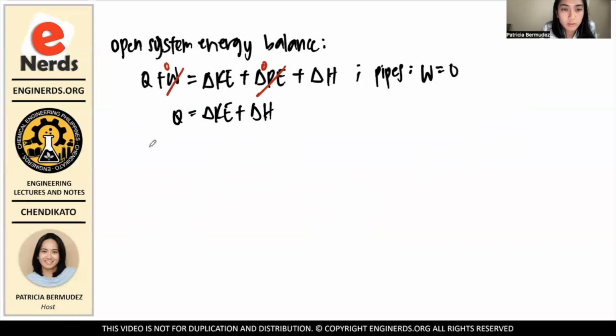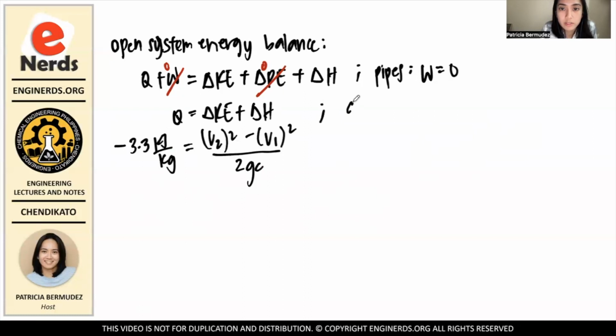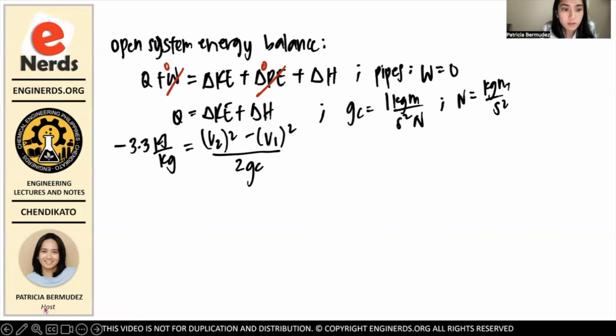And then we know that Q is negative 3.3 kilojoules per kilogram. And then the change in kinetic energy is V2 squared minus V1 squared over 2 GC. But then for SI units, GC is equal to 1 kilogram meter per second squared per Newton. And we know that Newton is equal to kilogram meter per second squared as well. So this whole thing will get cancelled off. This one will get cancelled off, because this one is equivalent to this, so it'll just be cancelled off. And since GC is just equivalent to 1, let's cancel this off.